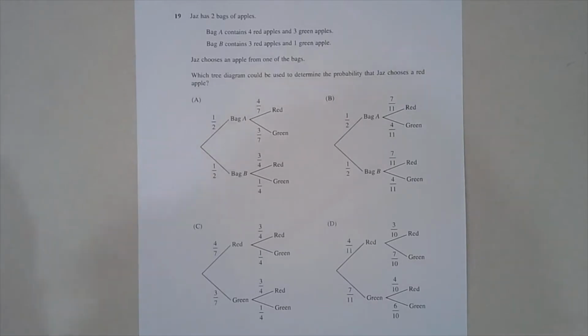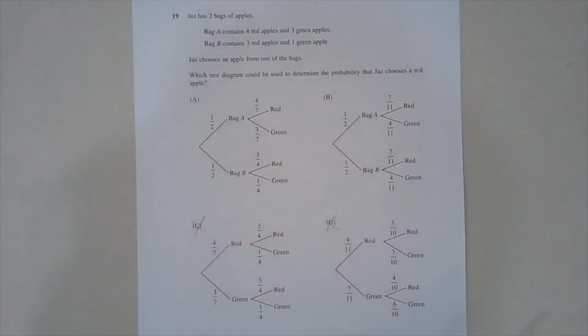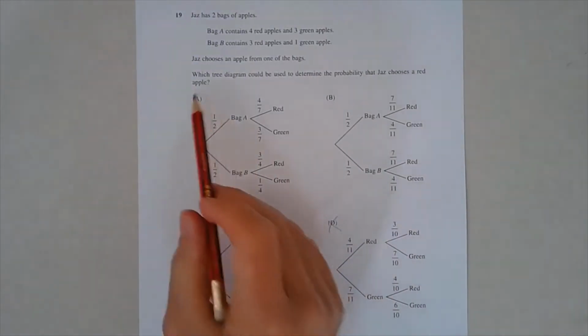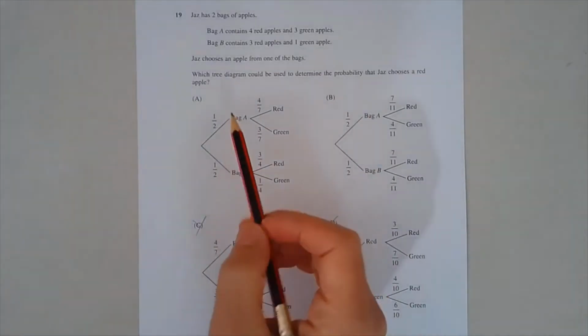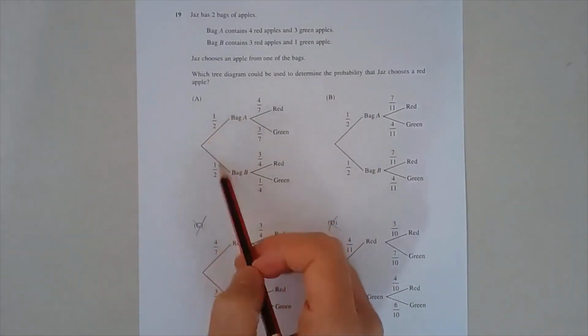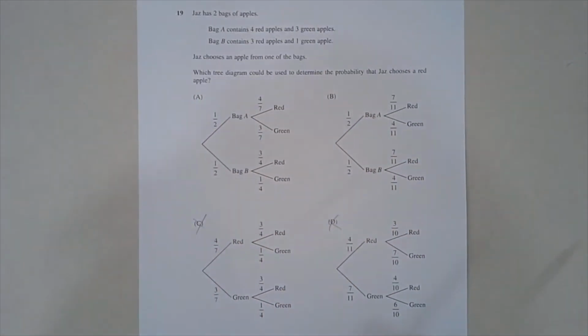Stage 1 is to choose a bag, bag A or bag B, and there's a 50-50 chance of one or the other being chosen. So if you look at option C and D, the first stage does not refer to the bag or what bag to choose. So option C is out and option D is automatically out. That leaves us options A and B to choose from. So we have a 50-50 chance of choosing bag A or bag B for the first stage.